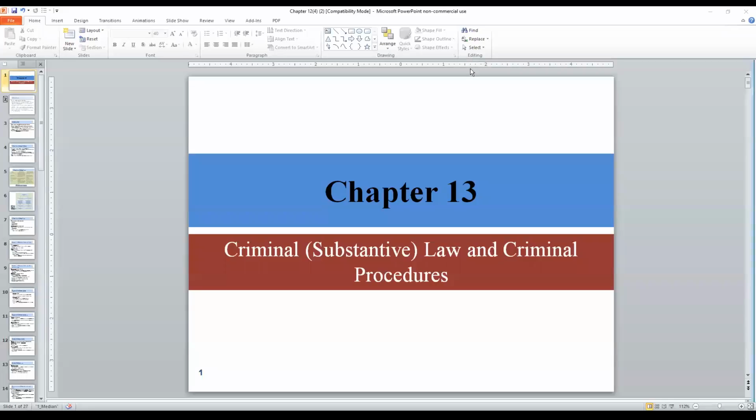Welcome to the second half of the presentation on Chapter 13. This chapter deals with substantive criminal law as well as criminal procedures. In the first presentation, we focused on the substantive aspects of criminal law, and in the second half, which is actually probably more like the last third of the lecture, we're going to talk about the criminal procedures.